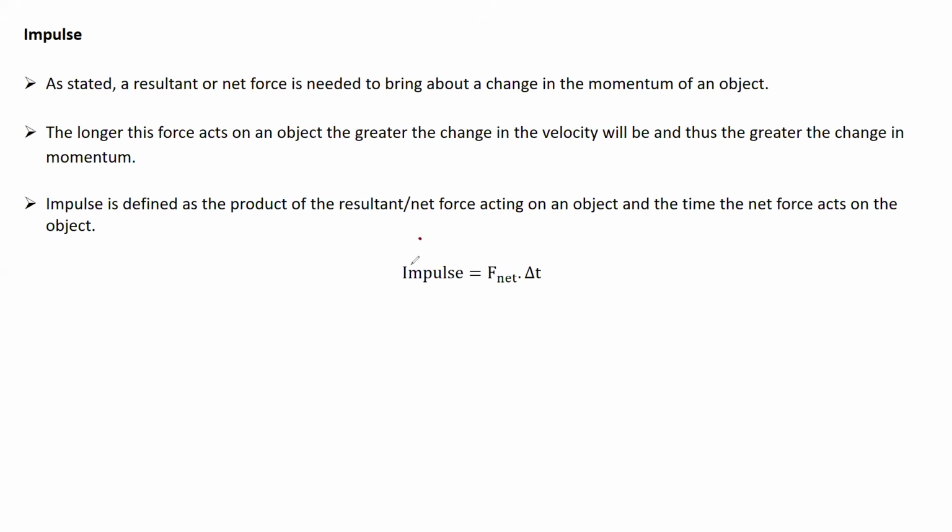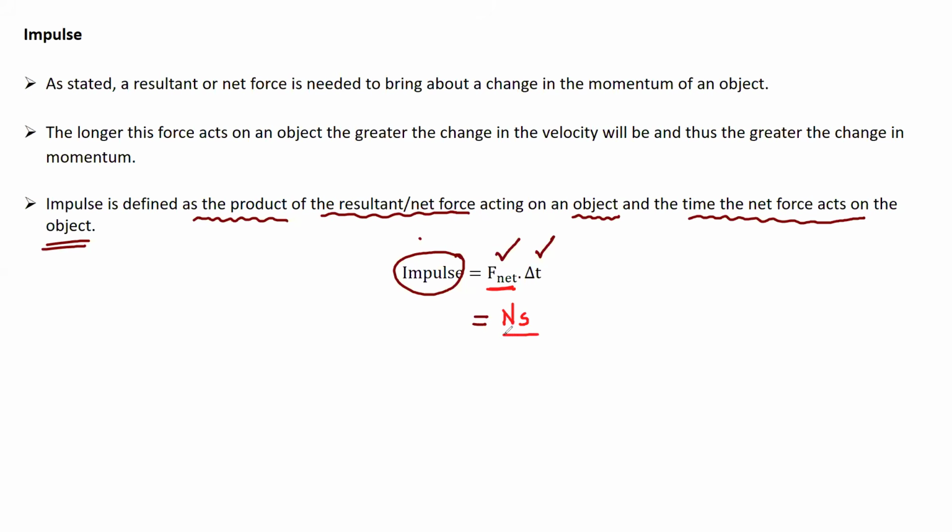When you're defining impulse, impulse is defined as the product of the resultant net force acting on the object and the time the net force acts on the object. So the product of force and time gives a new quantity, impulse. And with that said, it would mean by extension that impulse is measured in newton seconds. Newton seconds. That's what impulse is.